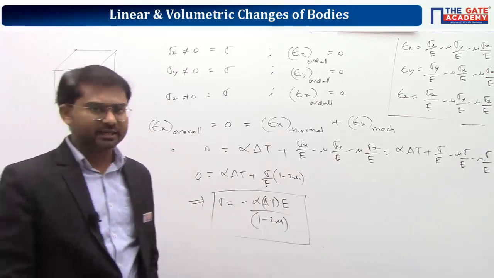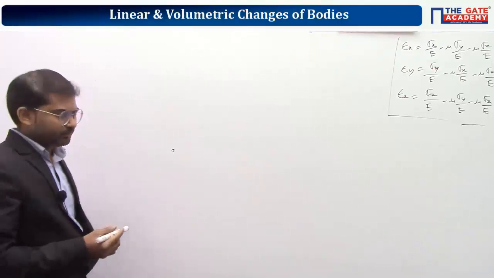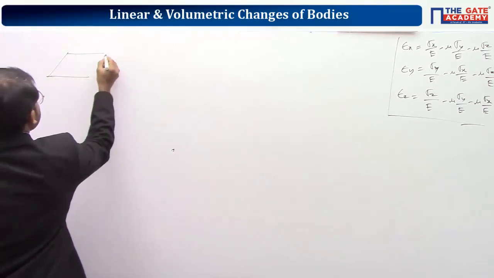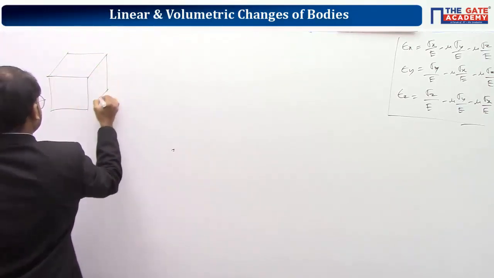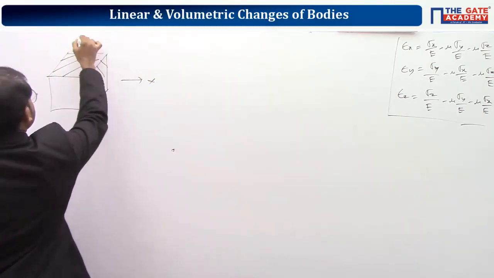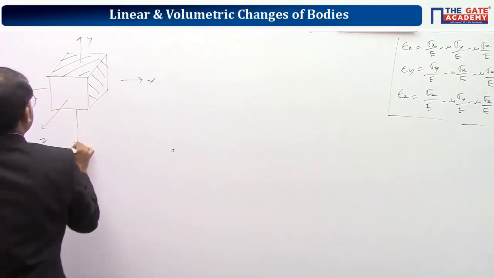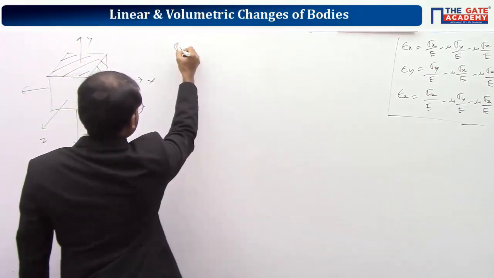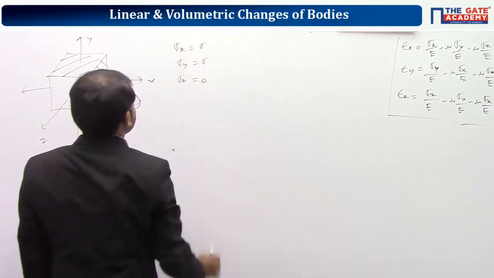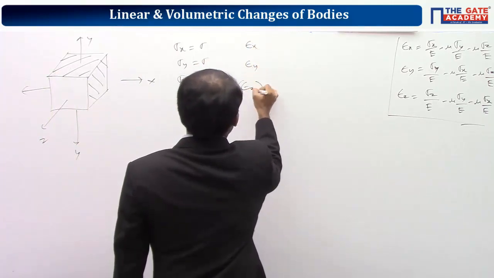Two directions constrained, another direction is free. So two directions are constrained, another is free. So what I'm taking is, it is constrained in x and y, and it's free to expand in z direction. So this gives you sigma x non-zero, sigma y non-zero, sigma z as 0, and epsilon x, epsilon y, epsilon z overall.